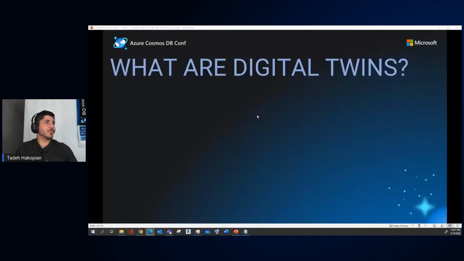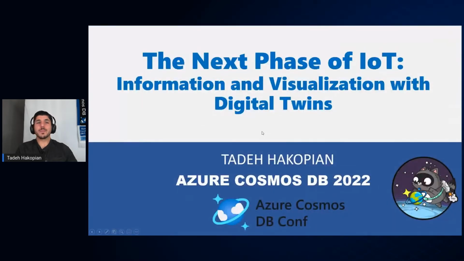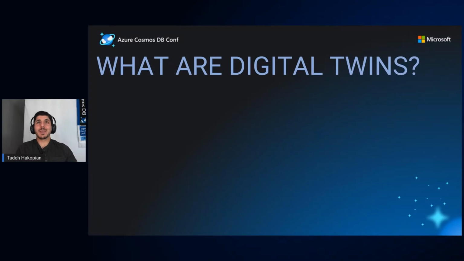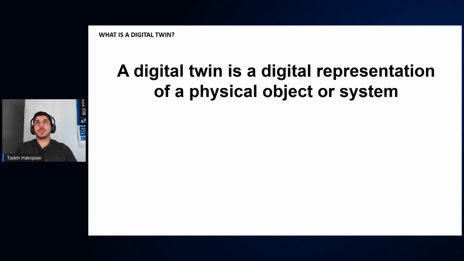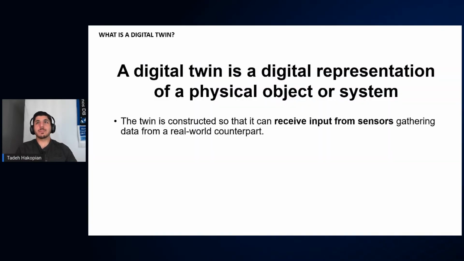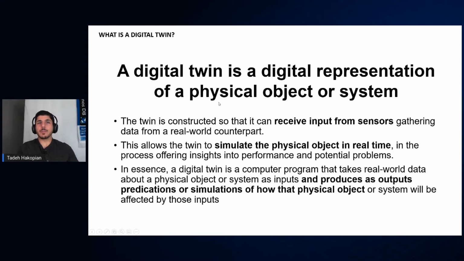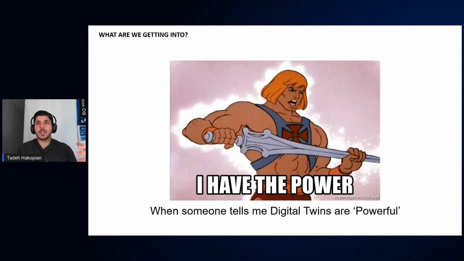So let me back up here to the what are digital twins portion. There we go. Let's move forward to what are digital twins. The textbook definition is a digital representation of a physical object or system. You receive input from sensors gathering data from a real-world counterpart. You simulate the physical object in real time and produce outputs that could be used for simulations based on the physical object. Sounds great. And usually the idea is that it's very powerful.